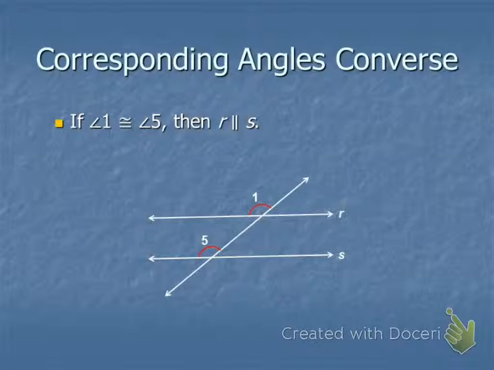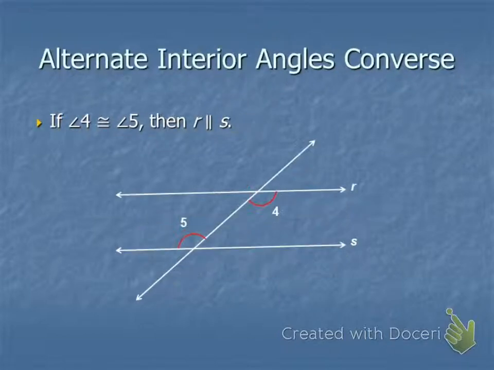Any predictions on what the next one's going to say? Alright, I'll ruin the surprise. Here you go. Now we're going to go through alternate interior angles. So last week, you learned that if two lines were parallel, then the alternate interior angles were congruent. It works in reverse. You can flip-flop them and say that if the alternate interior angles are congruent, then the lines are parallel.